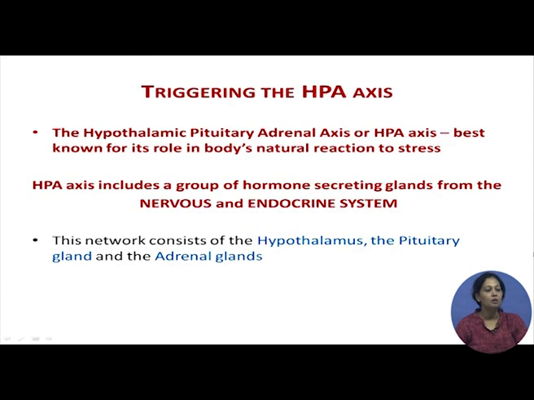Now, coming to the hypothalamic-pituitary-adrenal axis. This axis is the best known for its role in the mediation of stress within the body. The HPA axis, or the hypothalamic-pituitary-adrenal axis, includes a group of hormone secreting glands from the nervous and endocrine system. This we have just seen, and this consists of, as the name suggests, the hypothalamus, the pituitary gland and the adrenal glands.